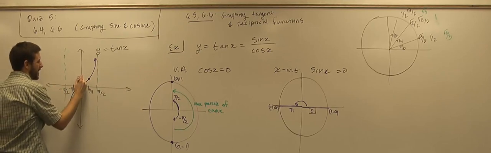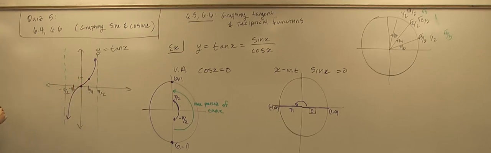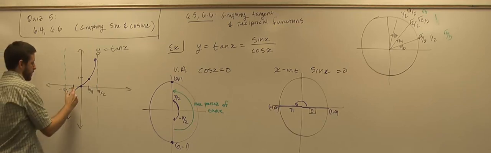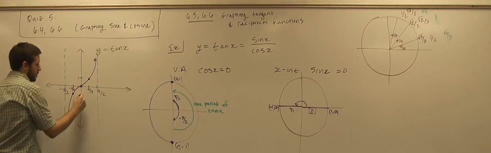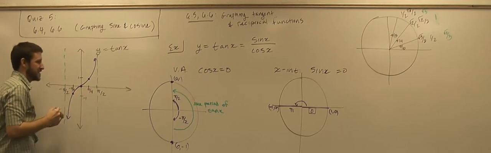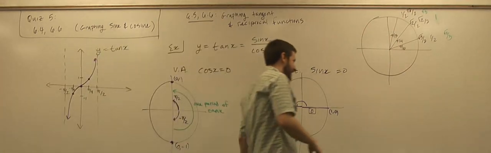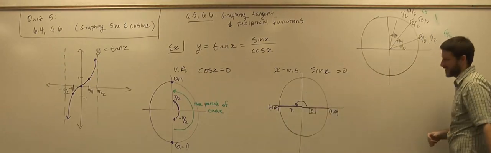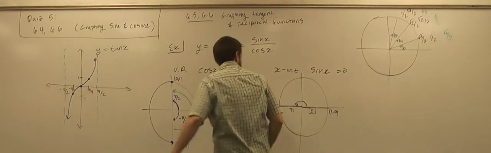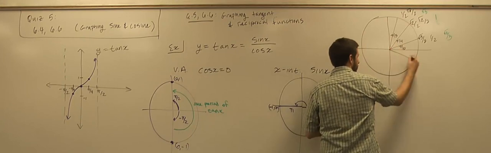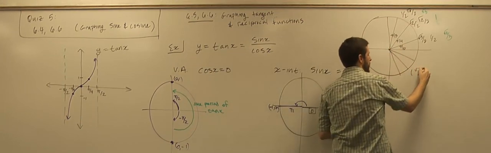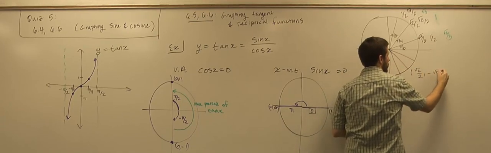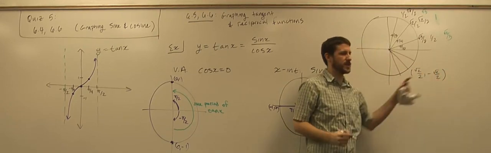And what happens at negative pi over 4? It's negative 1. Why is that? Well, negative pi over 4 is down this way. So in this quadrant, you're going to be at root 2 over 2, negative root 2 over 2. So when you divide these, you're going to get negative 1.